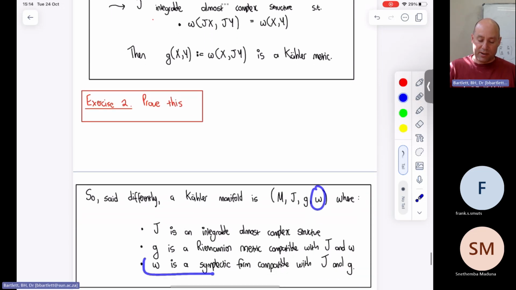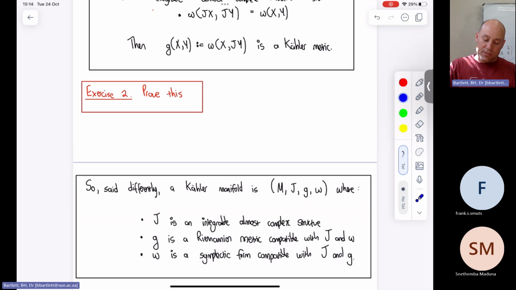Yeah, so that's the third condition, that this omega is a symplectic form which is compatible with J and G. It's one of these situations in maths where any 2 of these determine the third one. So you've got this structure, and this structure. Given J and G, we get omega. Given J and omega, we get G, and actually given omega and G, we get J. If you want to state the definition in the most symmetric way, then you'd state it this way. But if you want to state it in a minimalist way, then you just start with 2 of them and you define the third one out of that.